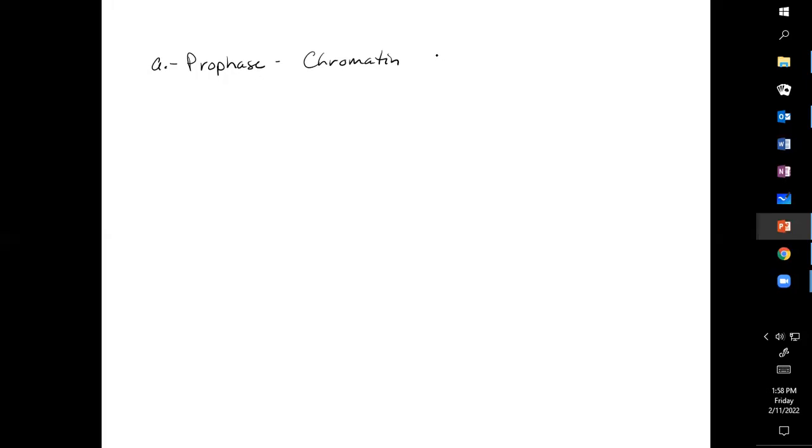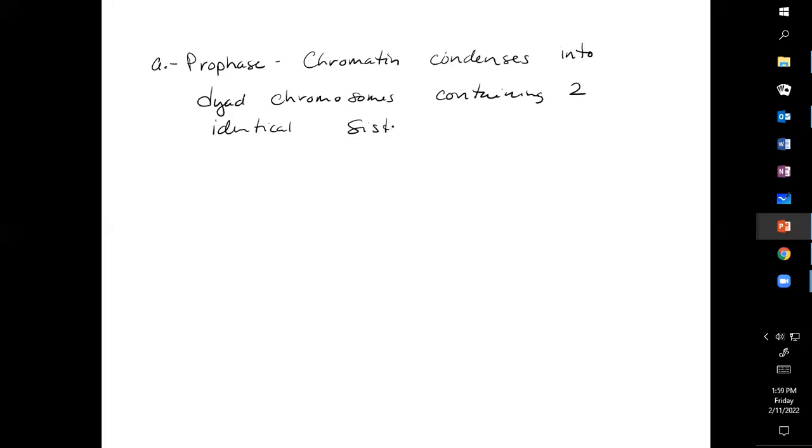The chromatin in prophase condenses into the structure that we commonly think of as chromosomes, and I'm going to call them dyad chromosomes. Those dyad chromosomes contain 2 identical sister chromatids held together at the centromere.